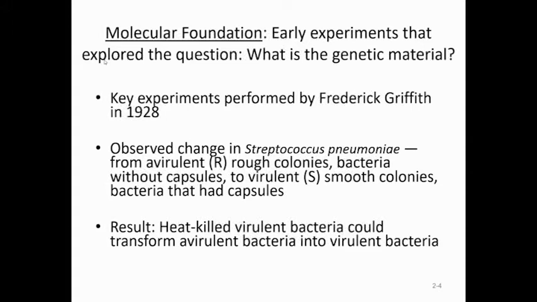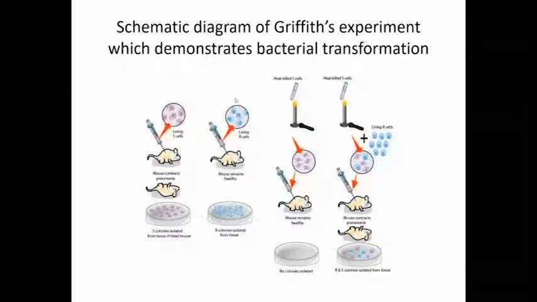So basically, he observed the change of the Streptococcus pneumoniae cell from the avirulent, the rough colony bacteria without capsule, to the virulent, the smooth colony bacteria that has capsule. So the virulent, the S cell. And the result is that the killed virulent bacteria can transform the avirulent bacteria into virulent bacteria. Okay, the experiment is like this.